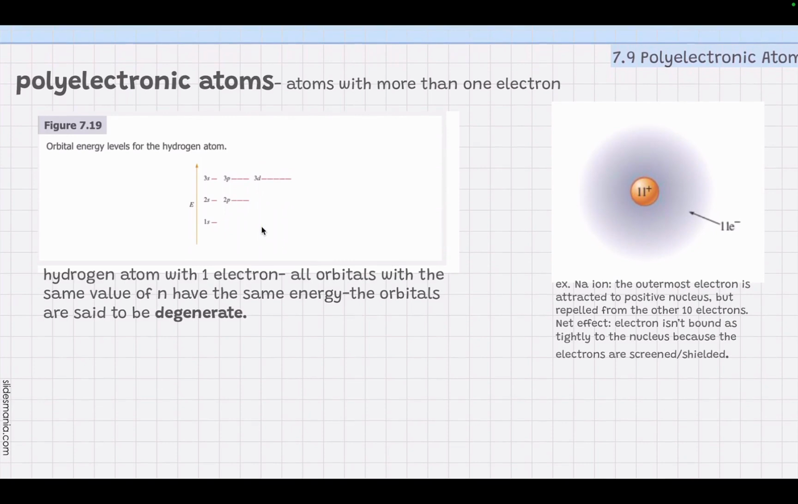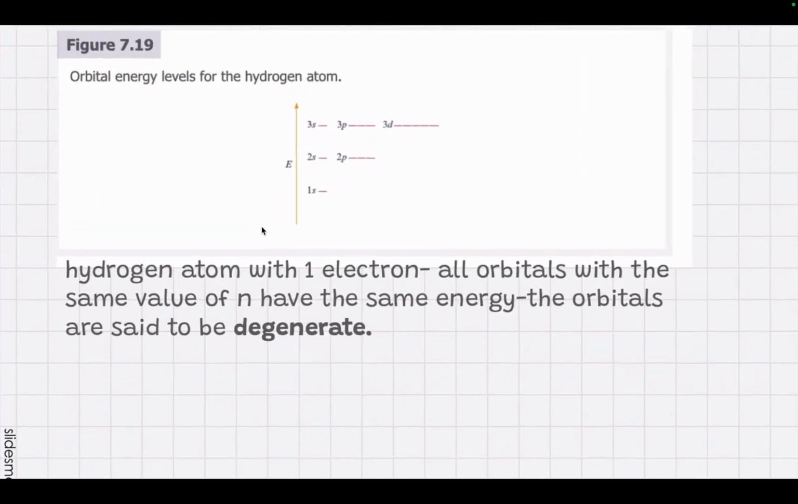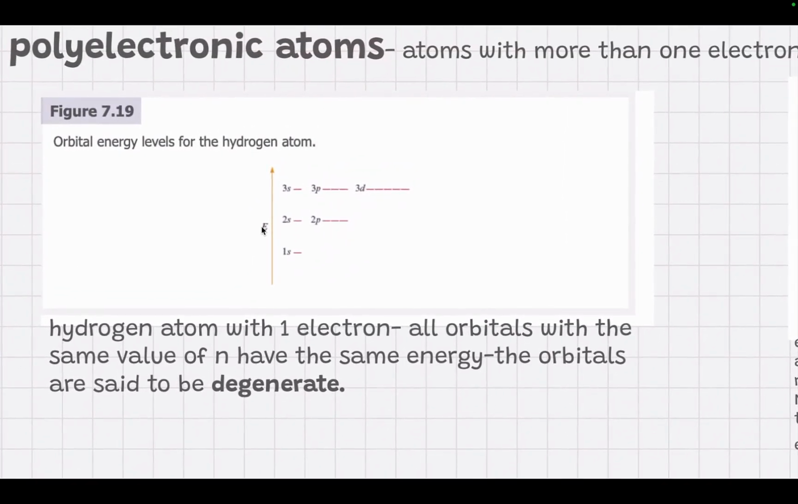I wanted to talk to you about hydrogen first. So with hydrogen, with only the one electron, all of the orbitals of a particular n value, like if n equals 3, we have a 3s, a 3p, and a 3d, they all have the same energy, and this is only true for hydrogen. We say that those orbitals are said to be degenerate. They're all going to have the same amount of energy if they have the same principal quantum number.